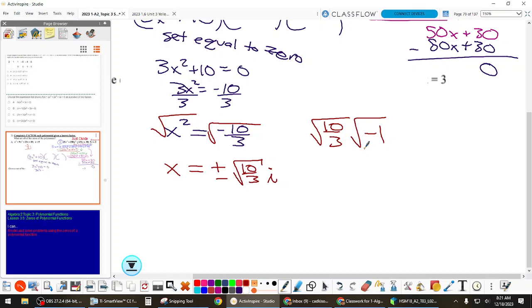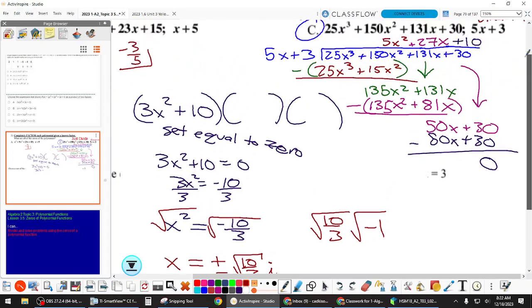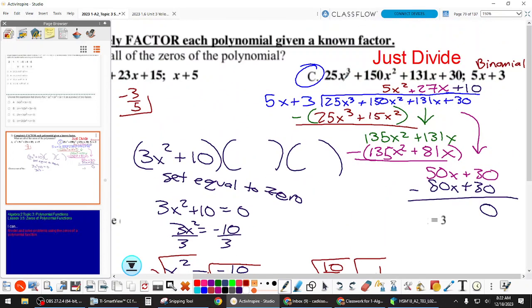How many zeros should you have in any given polynomial? The degree, yeah. The same as the degree. So, in this one we just did, we should have 3 zeros. If we look, this would represent one of them, because we got a zero remainder. And then we would do what to this quotient to get the other 2? So the 5x squared plus 27x plus 10, what would you do to it?